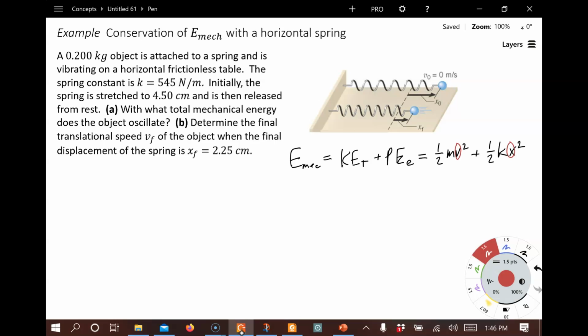So we have a nice little picture here, and this is a good way to think about it. Draw an initial and final. This is where we have our initial situation, where we are released from rest here. And later on, when we're at a position, let's see, this is for part B. This will be our final position for part B. But for part A, let's look at how we do that.